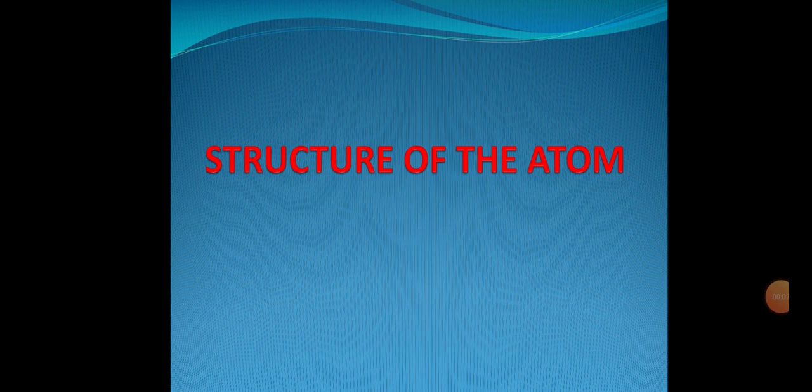Structure of atom. So, dear student, in our yesterday discussion, we have learned that an atom is a very small substance, so small that you cannot see it with your naked eyes. And we learned the atomic theory given by Dalton. But later on, it was found that Dalton atomic theory was not correct.